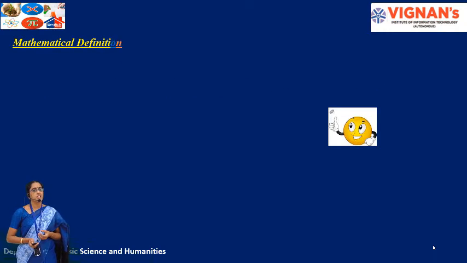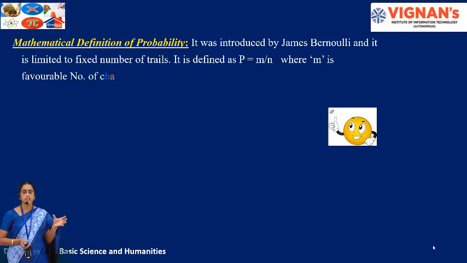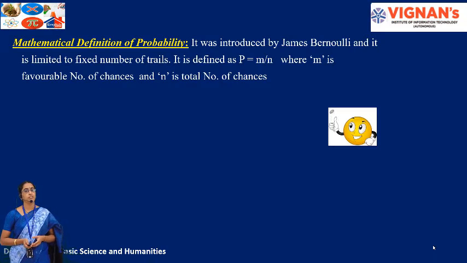Then the next one is here. James Bernoulli has introduced this definition. Probability is defined in three ways. The first one is the mathematical definition of probability, which is also known as the classical definition of probability. It was introduced by James Bernoulli. But according to him, we can find the probability for only a fixed number of trials. That means if I toss a coin for only 5 times or 10 times or 15 times, I can easily predict that event here. That can be calculated using the formula P equal to M by N, where M stands for the number of favorable chances and N stands for the total number of chances.